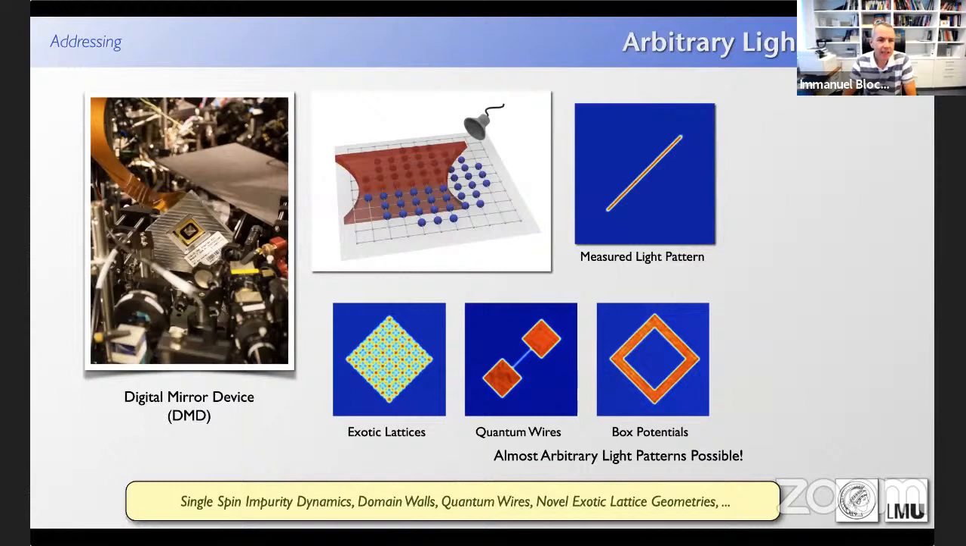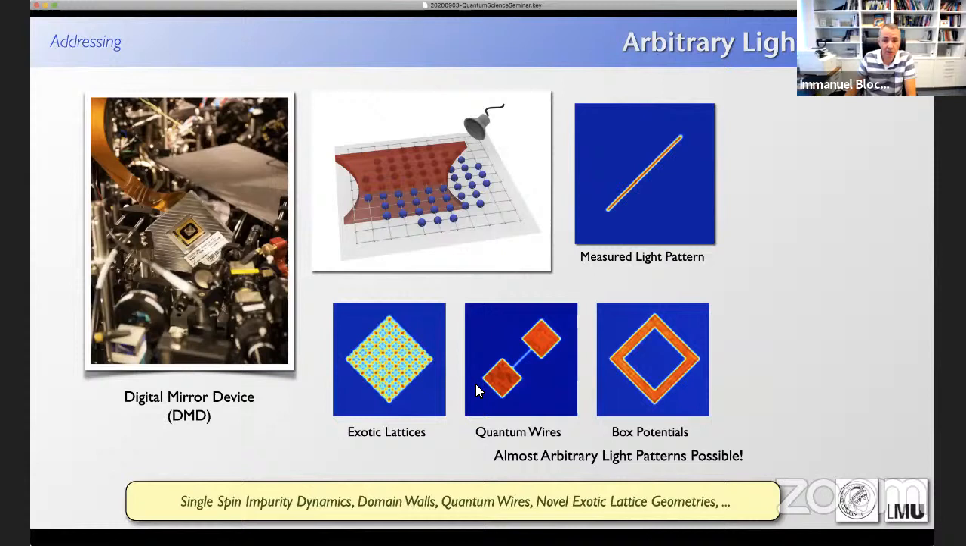So recently we've been working a lot on producing much more flexible potentials that you can use with these systems, to make the whole approach more programmable. And for that, we're making a lot of use of these digital mirror devices. I'll come back to that at the end of the talk, actually, to project arbitrary light patterns onto the atoms: maybe a line of light, an exotic lattice, two reservoirs that you could connect by a one-dimensional wire of light. This is something that, for example, Tilman Esslinger has been studying very successfully in his Zurich experiments.